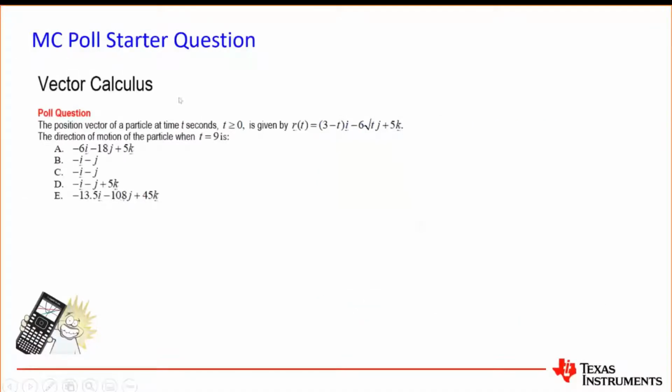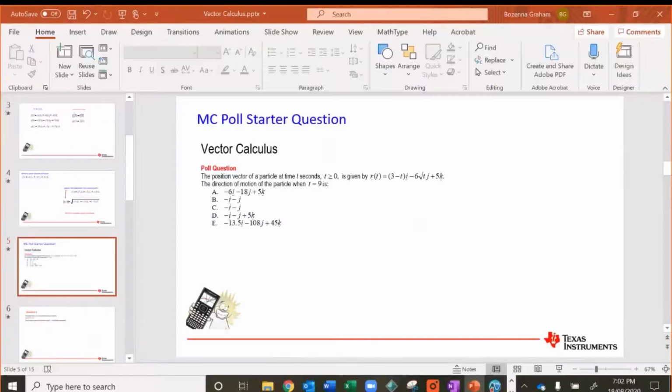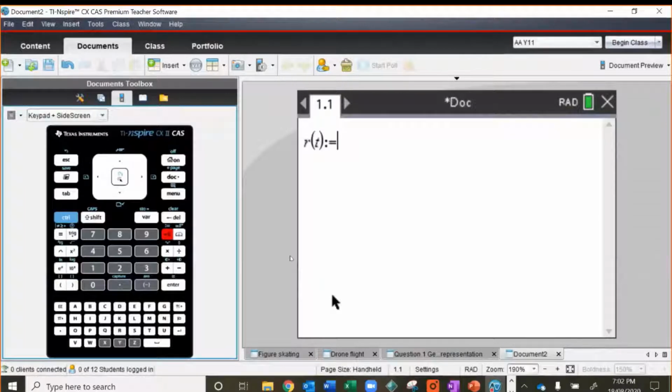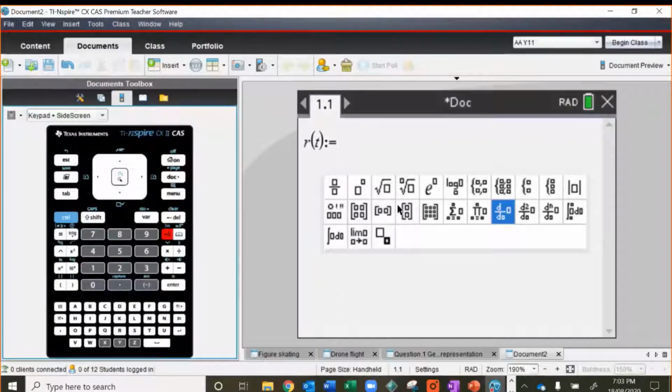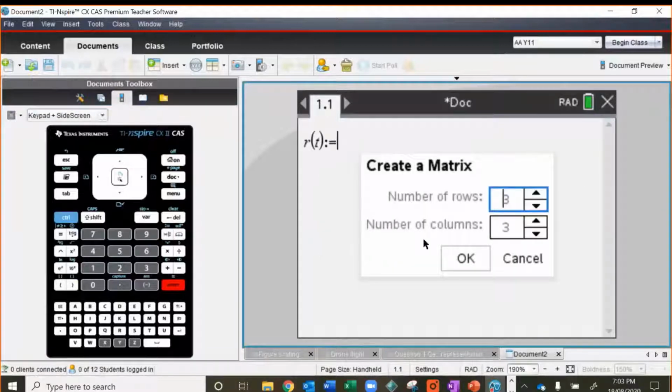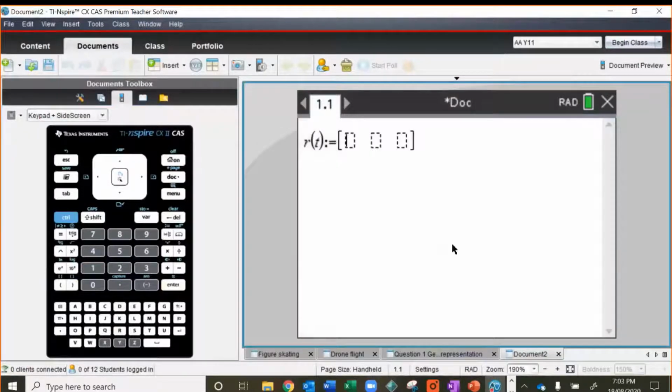So let's have a look at the poll question. We are given the position vector, which has 3 components, and we wish to find the direction of motion when t equals 9. So I will go to the calculator and we'll define our position vector r of t, and we'll use the matrix entry. But this time we have 3 components, so we have to change this to 1 and 3, and we enter what was given in the question.